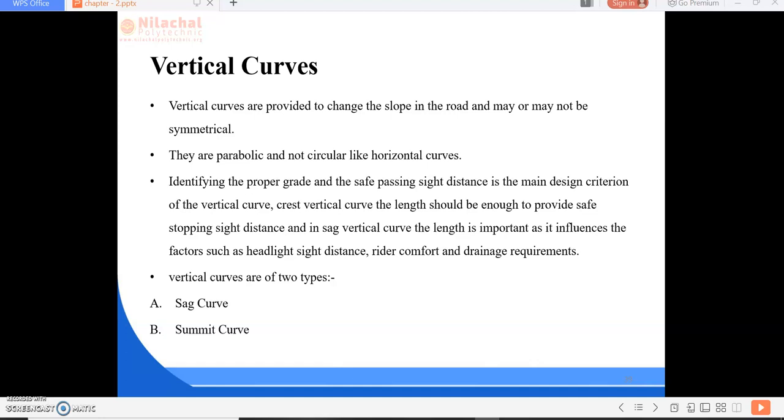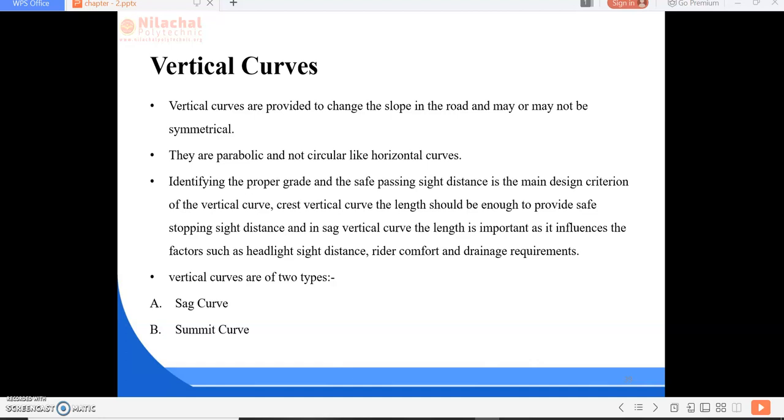In the previous session, we studied curves. There are two types of curves: the first is the horizontal curve, and the second is the vertical curve. What is a horizontal curve? When we are changing direction, at that time we provide a horizontal curve. When we change gradient, at that time we provide vertical curves.